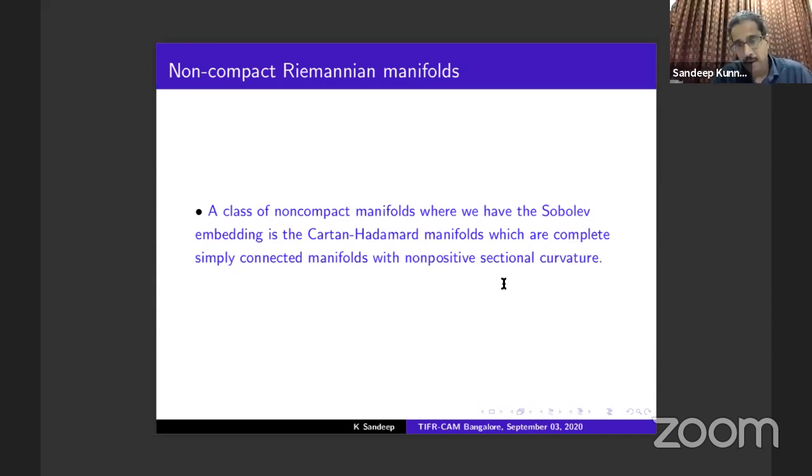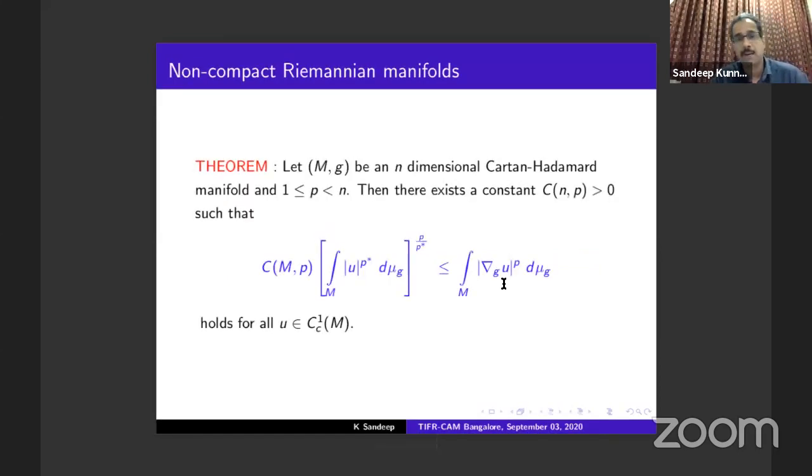If you are not familiar with this terminology, it is just the Euclidean space Rn, but with a different metric. The only thing is that the curvature has to be less than or equal to 0. So the important examples of Cartan-Hadamard manifolds are Euclidean space, hyperbolic space, and so on. In these Cartan-Hadamard manifolds, we have plenty of Sobolev inequalities. So let me just recall some of these inequalities.